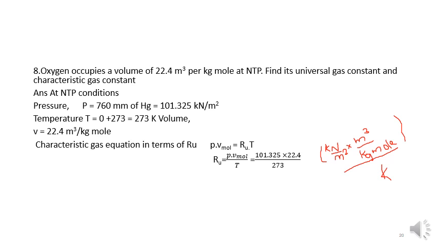So this is kilo. Here I am cancelling this meter square, and this meter cube becomes meter, so the remaining is only one meter. So it becomes Newton meter. 1 joule is equal to 1 Newton meter. Then divided by kg mole Kelvin. So kilojoule.